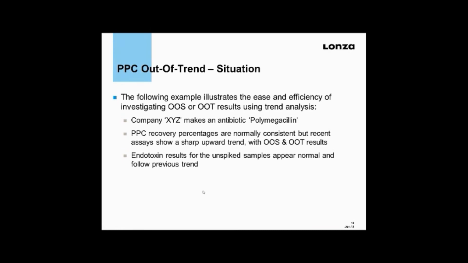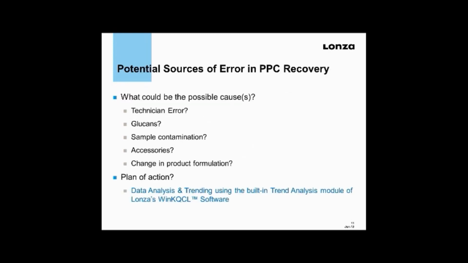So what could be the possible causes of this problem that we're seeing with the PPC recoveries? Well, it could potentially be technician error. There could be a situation where glucans are starting to contaminate the product. It could be sample contamination, a change in product formulation, and so on.